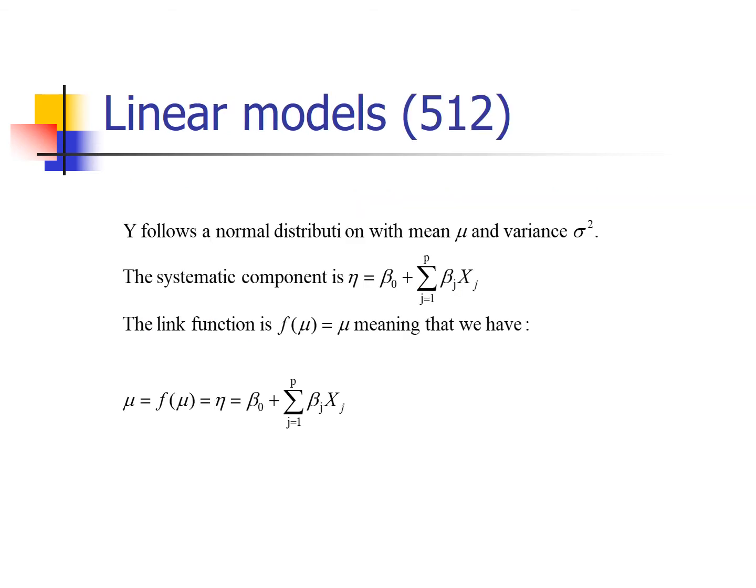So in 512, what are our three pieces? We would say y follows a normal distribution. What are the parameters of a normal distribution? A mean and a variance, a mu and a sigma squared. Our systematic component is just that beta naught plus beta 1 x1 plus beta 2 x2 and so on. Our link function is what we would call the identity function. So we have just mu itself, because the mean of a normal distribution ranges from negative infinity to infinity, and our right-hand side, that linear combination of explanatory variables, also ranges from negative infinity to infinity. So we don't really have to take a function of the mean. It could be just the mean itself, the simplest situation.